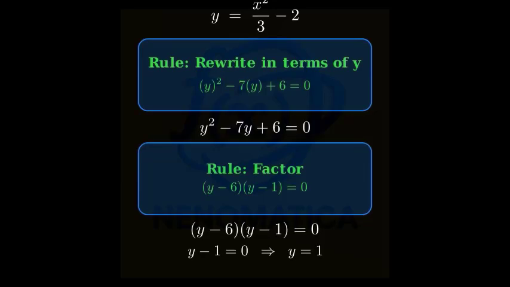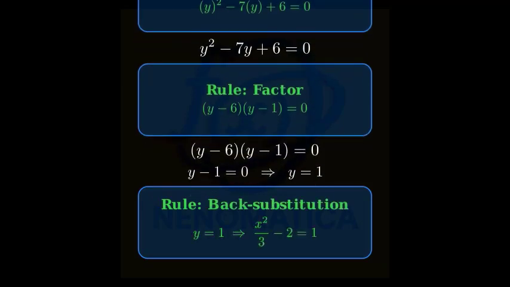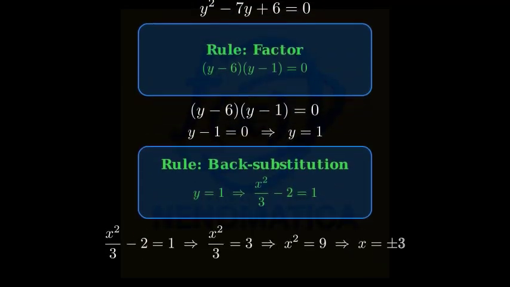First, set y minus 1 equal to 0. So y equals 1. Now back substitute to solve for x. If y equals 1, then x squared over 3 minus 2 equals 1. So x squared over 3 equals 3, then x squared equals 9, and finally x equals plus or minus 3.